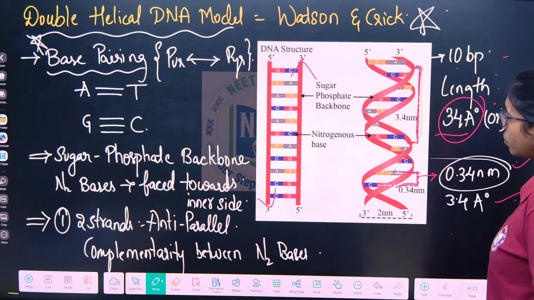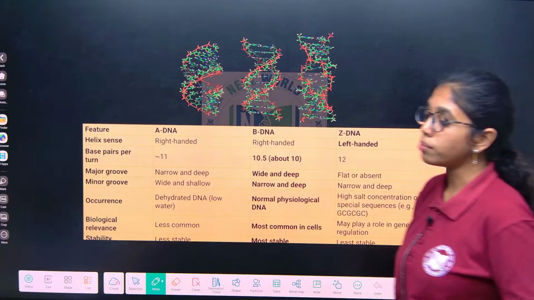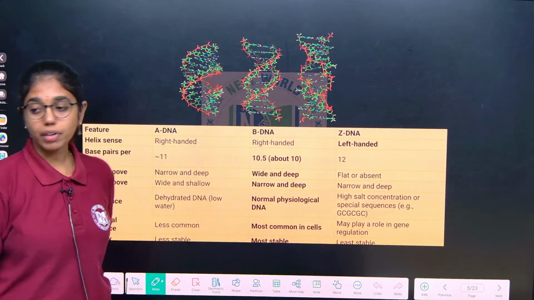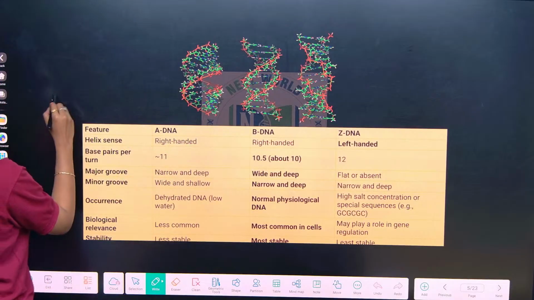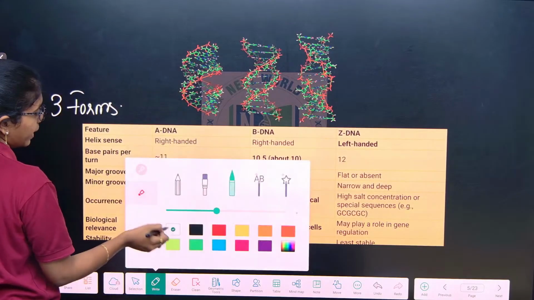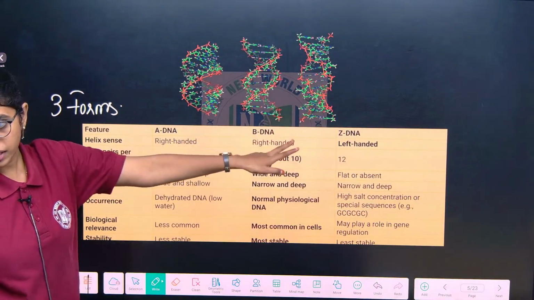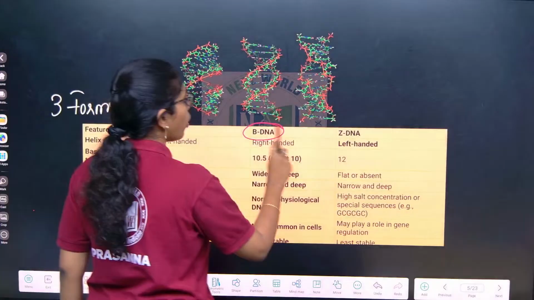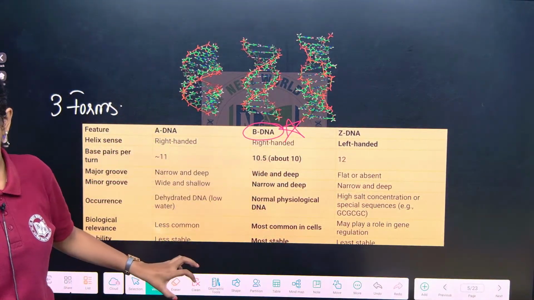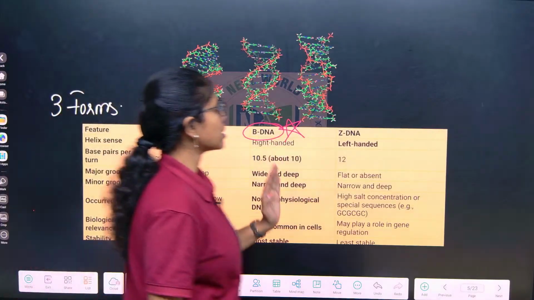Yeah. Next we will move on to different forms of DNA. Okay, there are many forms of DNA, but as of now we have to be clear with three forms of DNA. One is A-DNA, B-DNA and Z-DNA, of which most important model is B form of DNA, which is the most stable form of DNA. Okay, look into the differences clearly, beta.